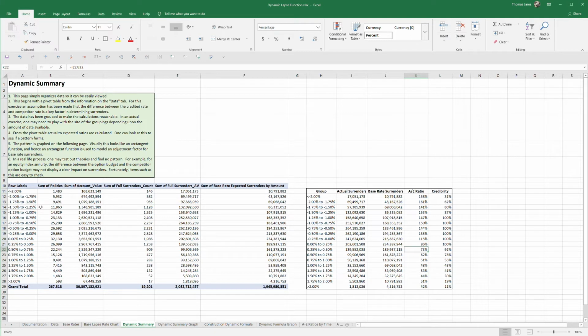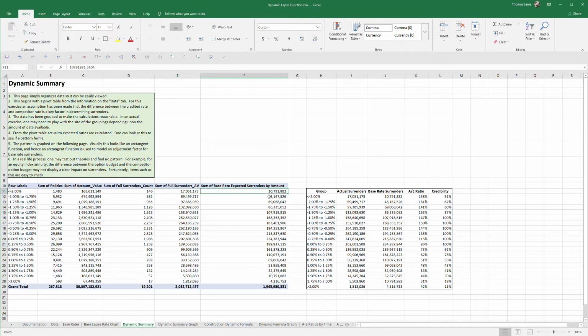So we're doing another pivot table on all the data, and we have it grouped by the difference between the credited and the competitor rates right here. There's some grouping going on here, and you can see what's going on. Now, what you would expect here is that you have the base surrenders and you have the real surrenders. Well, if we're crediting a lot less than what's going on with the competitor, we're going to have a lot more surrenders. And that's what we're seeing here.